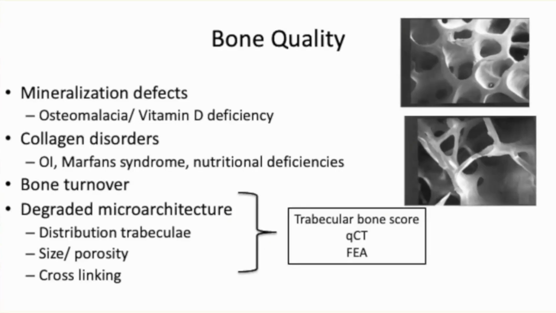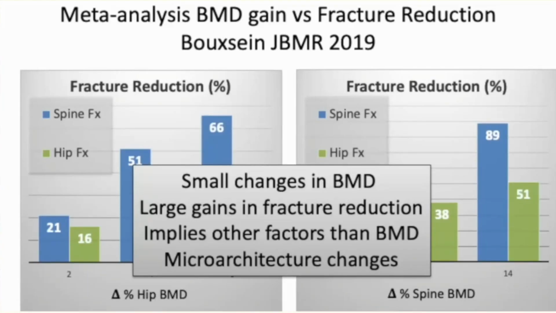And we're beginning to get ways to measure that, and Dr. Dimer will talk about that. One thing to remember: if you think about bone mineral density and what it does to fracture risk reduction, a small amount of improvement in bone mineral density results in a magnified reduction in fracture risk of both the hip, but even greater in the spine.